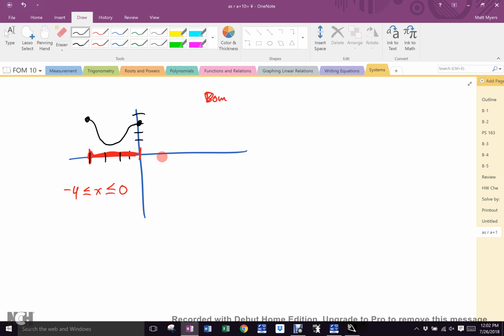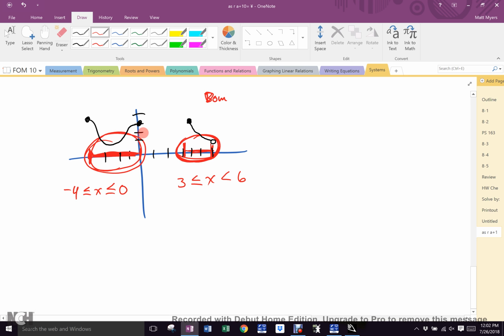Okay, now, observe. What do you see over here? What happens right there? Does it start again? At what number? 3. Is 3 a closed dot? So is it included? What does it go up to? Is 6 a closed dot? No. So is it included? No. Now, you will notice that I have one set of the domain there and another set of the domain there. But they're two lines on the same graph, so I have to union them. Done.